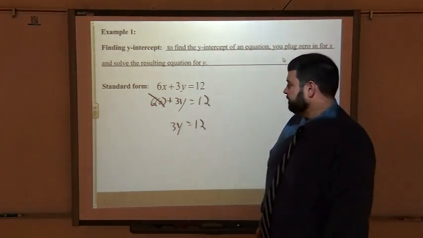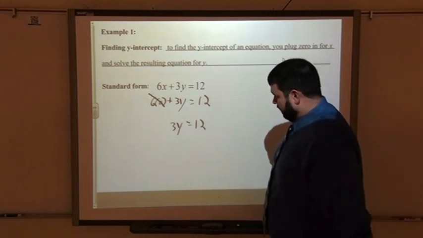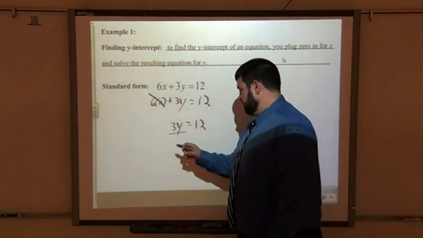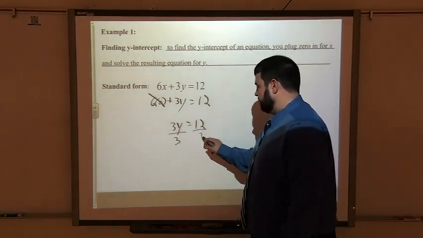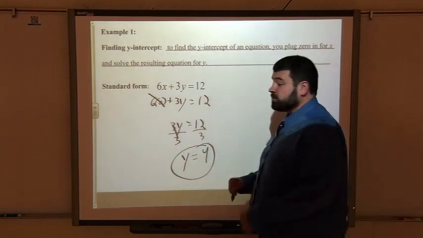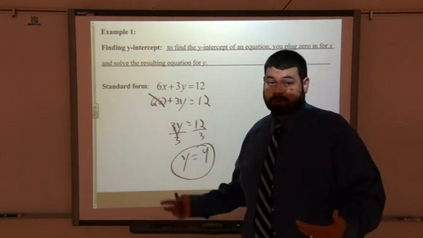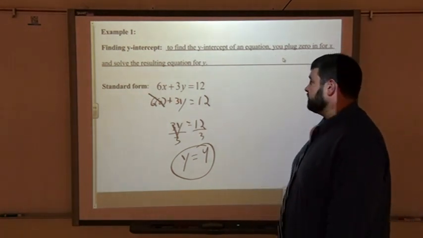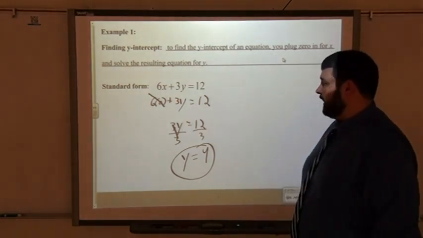Eddie Mush. Now we said we want to solve the equation for y, so all I have to do is divide both sides by 3, so I get that y equals 4. So that's going to be my y-intercept, is 4. And that's all I have to do to figure out what the y-intercept is.